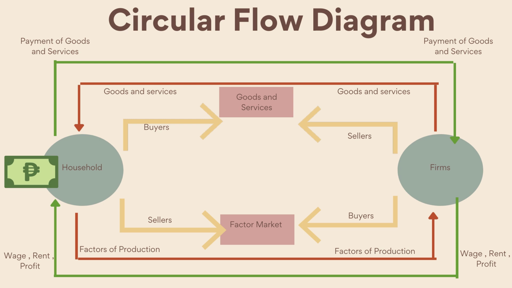So again, our decision makers are the household and firms, and the two types of market are the goods and services market and the factor market. I hope it was clear to us how the circular flow diagram works, and how the flow of money goes from the household to the firm and back to the household. I hope that it is clear for all of us, the circular flow diagram. That would be all for our discussion for today.